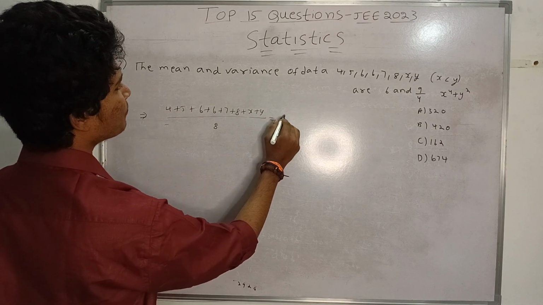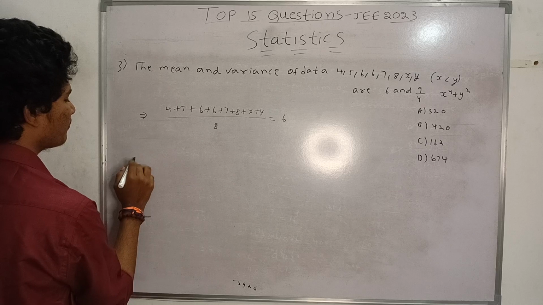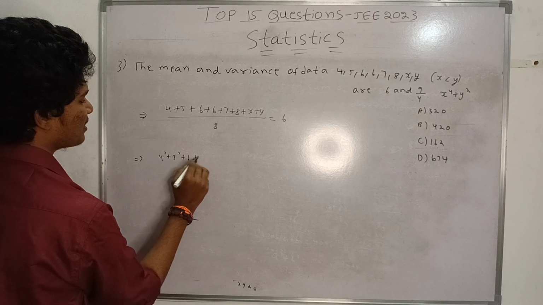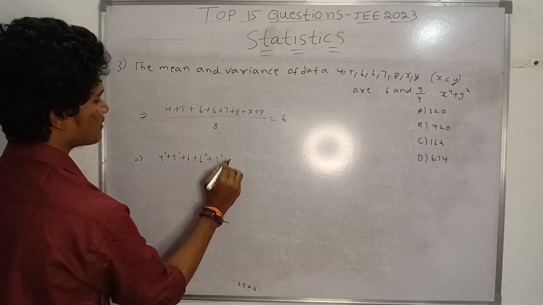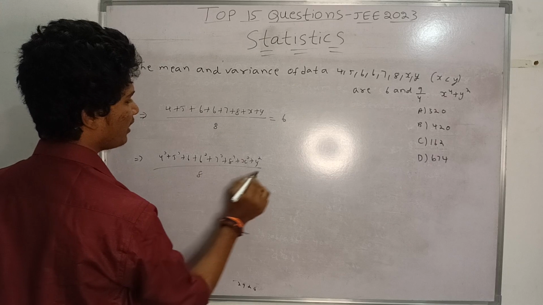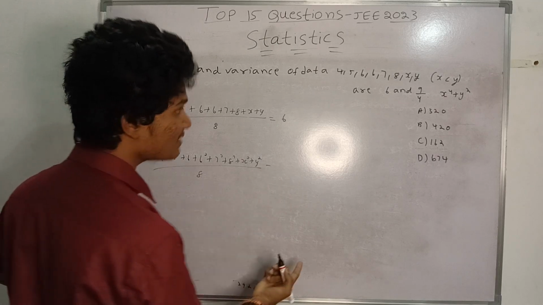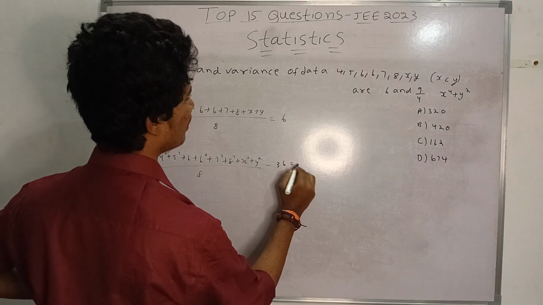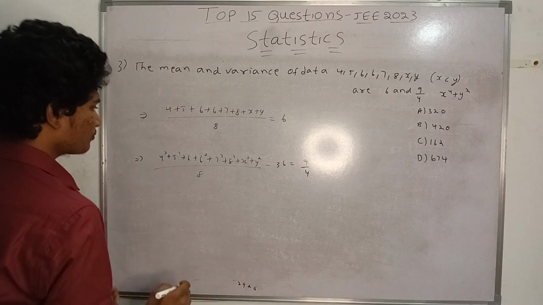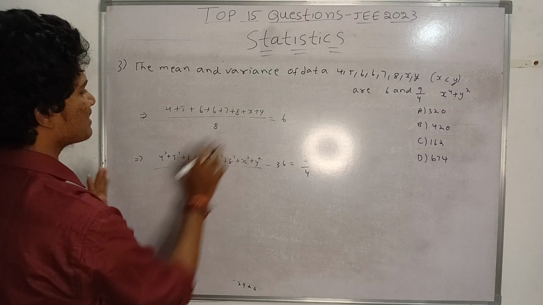What is the mean given? 6. And what is the variance here? Square of all these things: 4 square plus 5 square plus 6 square plus 6 square plus 7 square plus 8 square plus x square plus y square, divided by 8, minus x bar whole square, that is x bar is 6, square is 36, equal to how much is given? It is given 9 by 4. And we have to find the sum.